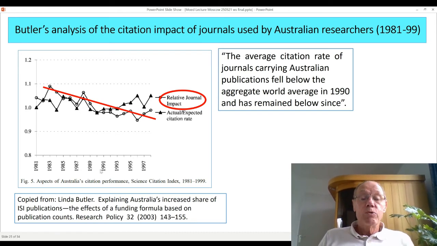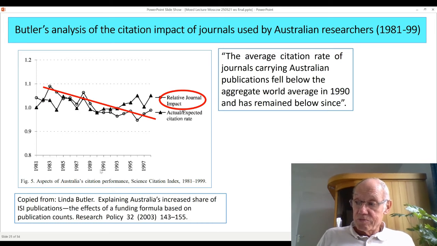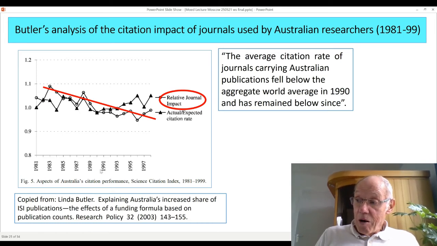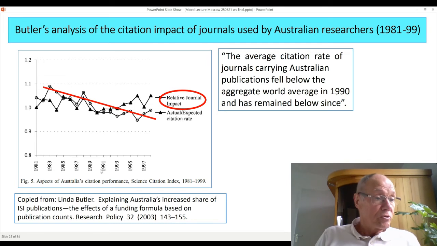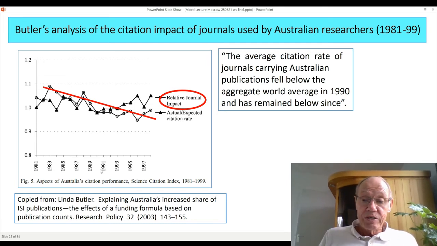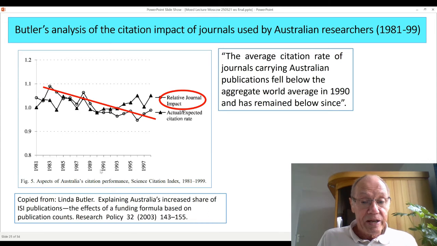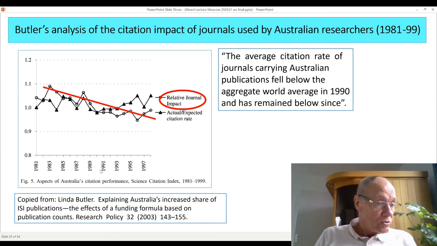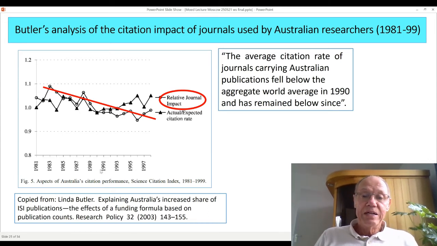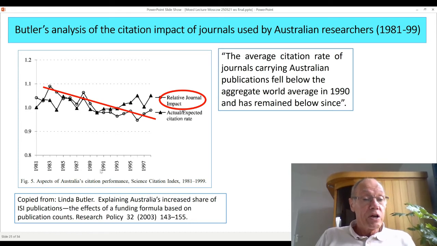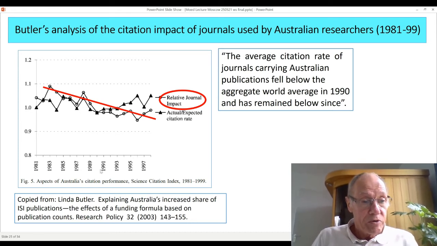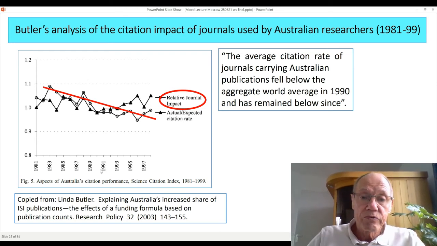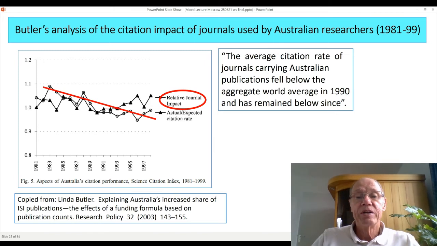So what do you see? What was the message? The message was, yes, Australians do publish more in journals processed for the Web of Science, but the impact of the journals in which they publish is actually considerably declining. And this was really considered to be a significant outcome, and it raises questions about the effects of this type of use of funding formula in the funding of research in this particular country.